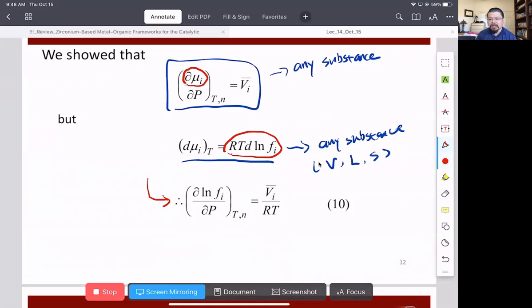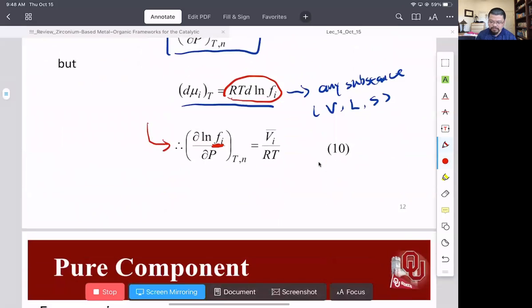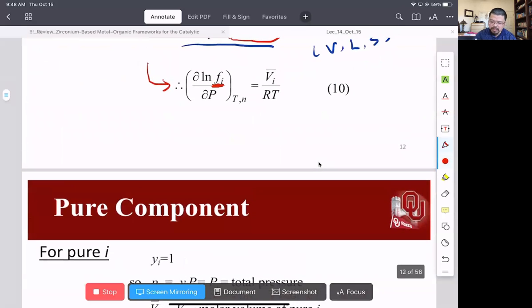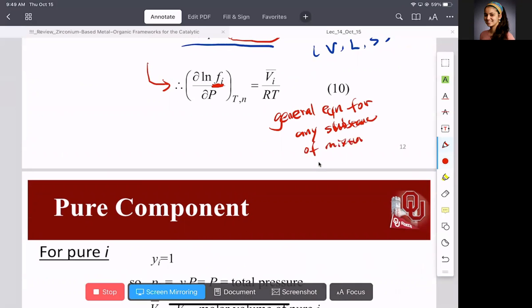So looking at equation 10, I hope we quickly realize that it's nothing special. It's just the manipulation of the partial molar volume to calculate the fugacity. And that shall be the general equation for any substance, right? So this is the general equation for any substance, of mixtures.